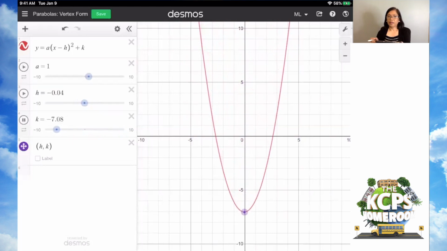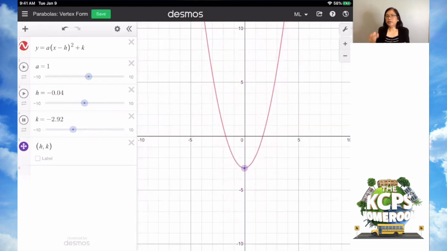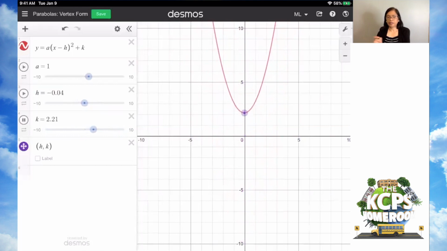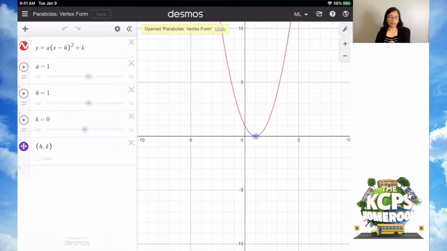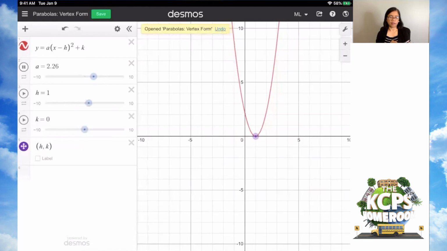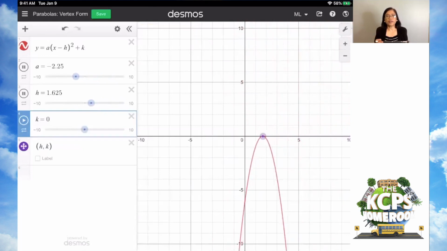For your practice, I want you to Google Desmos Graphing Calculator and look for the parabolas in vertex form. Then you can play around and change the value of a, the value of h, then the value of k. That concludes our lesson for today, and I hope to see you next week.